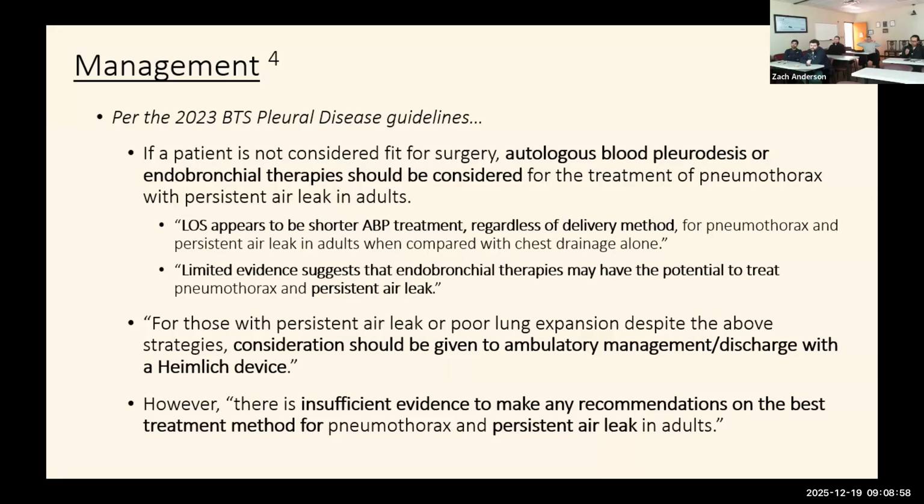They say, and this is where what you're talking about comes in. Now they're saying, hey, look, if you have a persistent air leak with poor lung expansion and the patient can't go to surgery, you should really consider the idea of a Heimlich valve. And then there is insufficient evidence to make any recommendations on the best treatment method for pneumothorax and persistent air leak in adults.